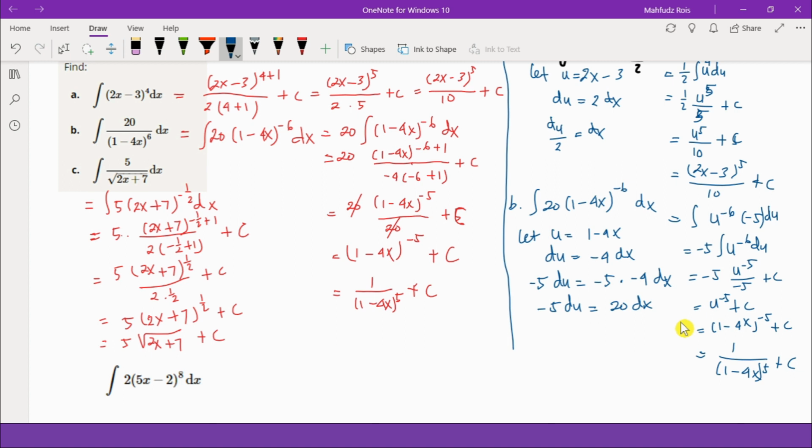Okay. Again, it's up to you. You may use the direct formula like this, or you can use u substitution. But it's up to you.